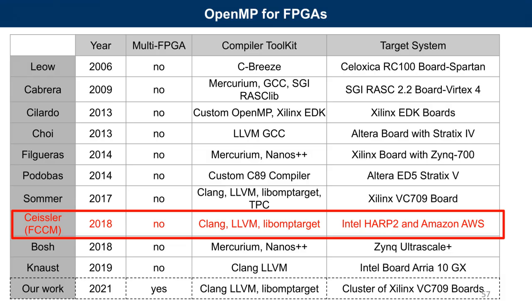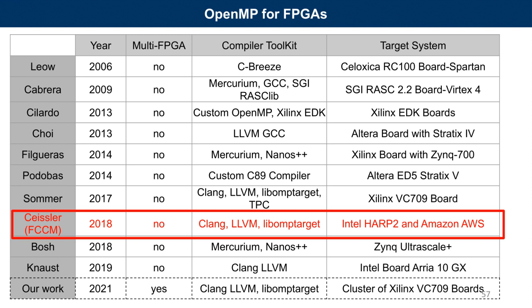Throughout the literature, it is possible to find some works that try to integrate FPGAs with OpenMP. However, none of them present solutions for execution on multiple FPGAs. This table summarizes the main works published from 2006 until now. We are giving special attention to this work from 2018, called HardCloud, which was published by our research group. The target architecture of this project was the Intel HARP2 and the FPGAs in the Amazon cloud.